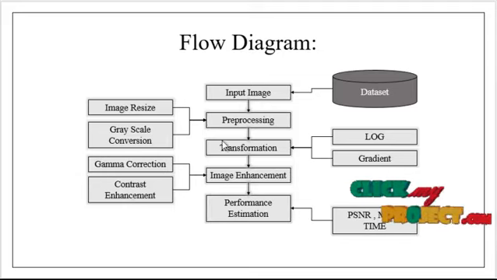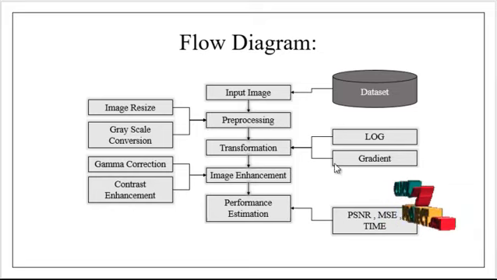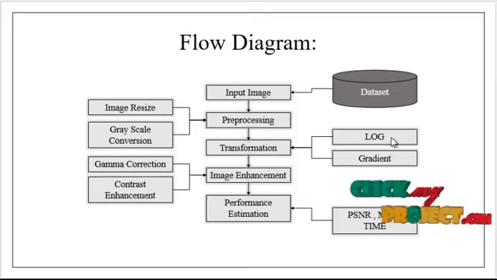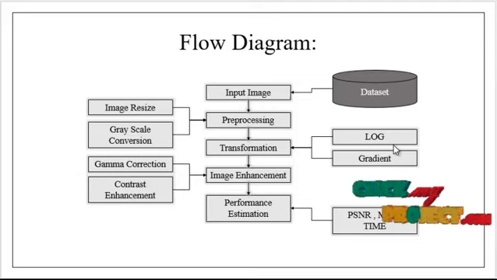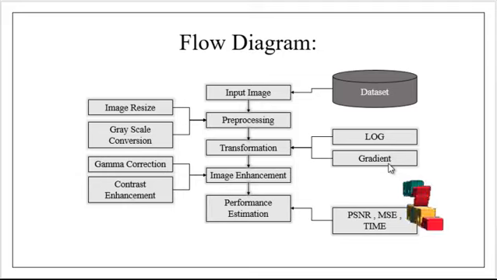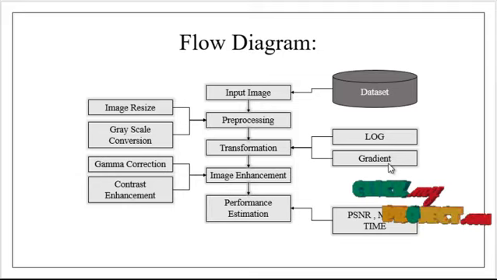After the pre-processing, the transformation is carried out. In this transformation step also we have two major steps: one is the log conversion, then the gradient conversion. Log conversion is a transformation algorithm to transform the image into a log format. The gradient is used to preserve the edges of the images.